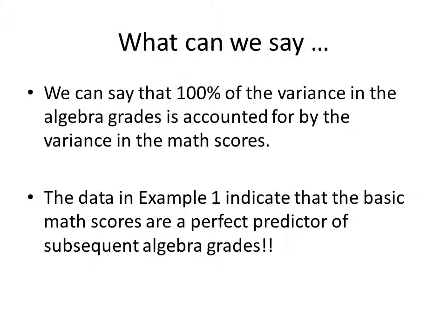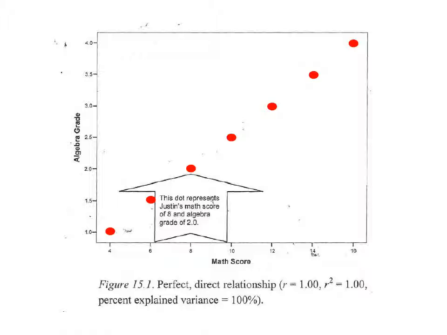So here is what we can say for the previous example. We can say that 100% of the variance in the algebra grades is accounted for by the variance in the math scores. So the data in example 1 indicate the basic math scores are a perfect predictor of subsequent algebra grades. Now, if we look at figure 15.1, we can see the perfect direct relationship. We see the percent explained variance. And this shows the scattergram for the scores in example 1.